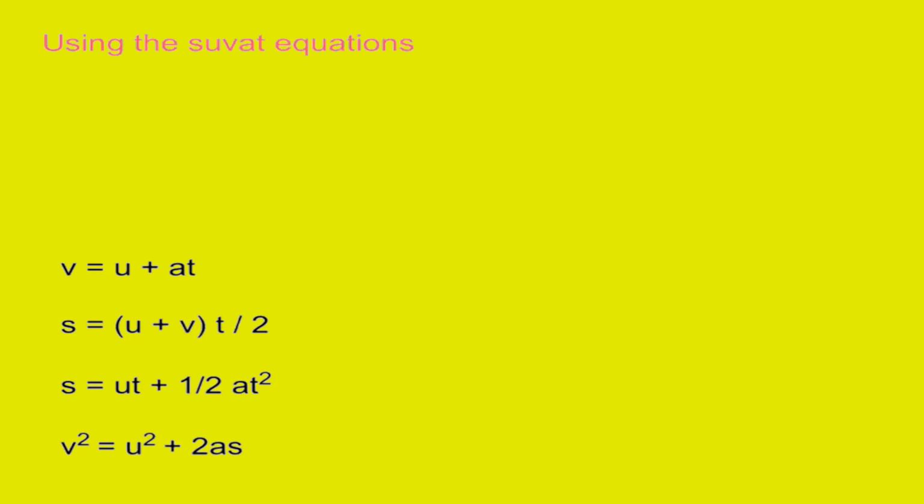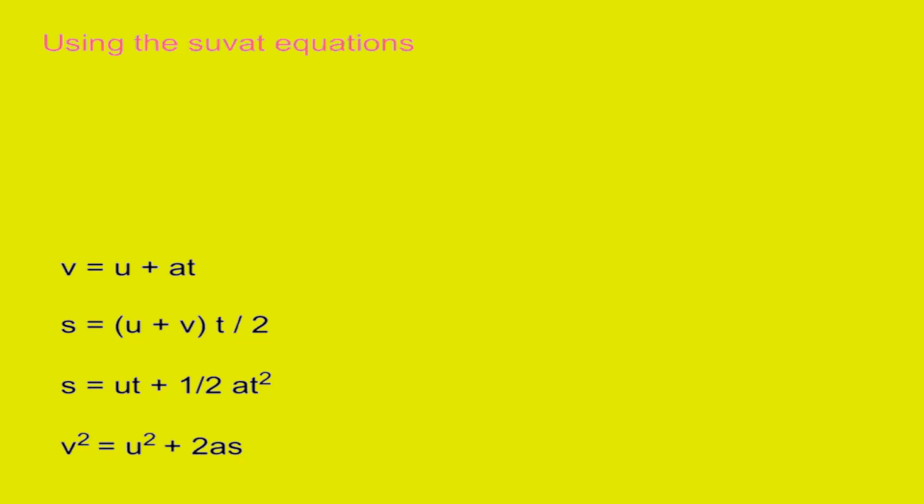So here are the four SUVAT equations, just to remind you: v = u + at, s = (u + v)t/2, s = ut + ½at², and finally v² = u² + 2as.